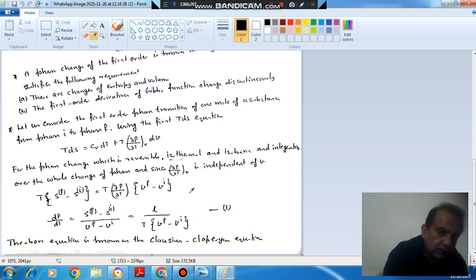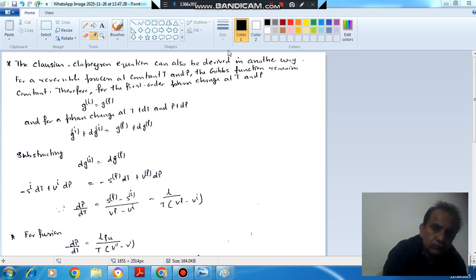The other way to derive the Clausius-Clapeyron equation is that the Gibbs function remains constant during transition. However, it changes, but the change is such that the final Gibbs function and initial Gibbs function are the same.